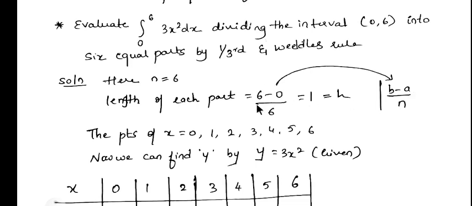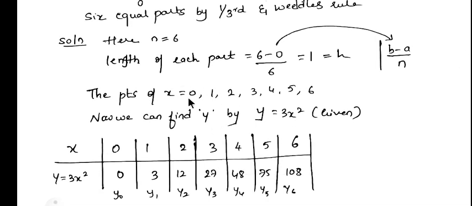Length of each interval, that h, will be given by the formula b minus a divided by n. This is your a and this is your b. Therefore 6 minus 0 divided by n, how many n? That is 6. 6 minus 0 divided by 6, which is equal to 1. Therefore h is equal to 1. Now write the set of points, that is the points x, when h is equal to 1, therefore 0 1 2 3 4 5 6. The common difference between these set of points is 1.